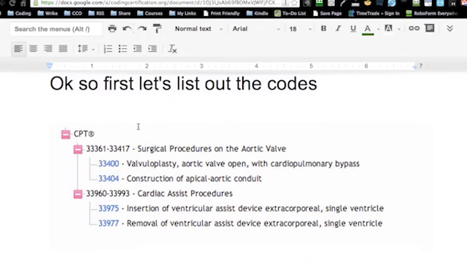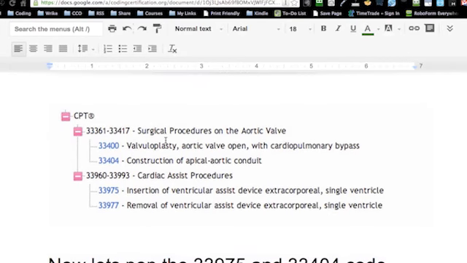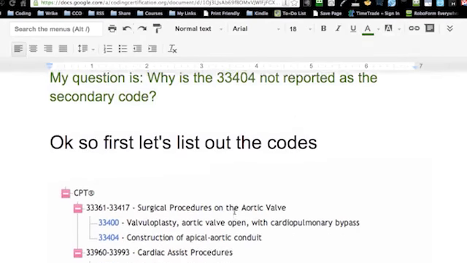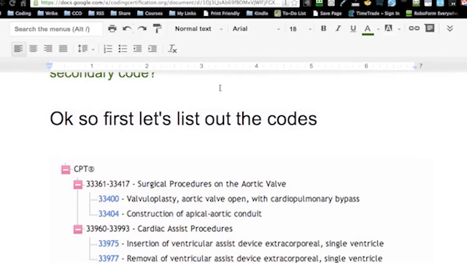So what I did is I looked up the codes, I used my supercoder encoder and just popped in those codes, and we can see them here. So here's the apical-aortic conduit, here's the insertion, and here's the removal code, and the 33400 valvuloplasty. Okay, so the question is about bundling the 33404. Why is that not reported as well?